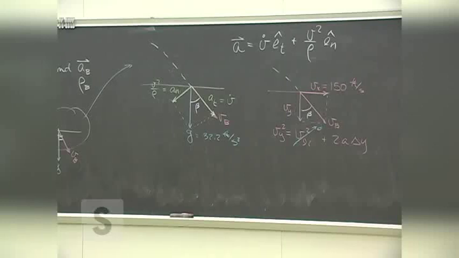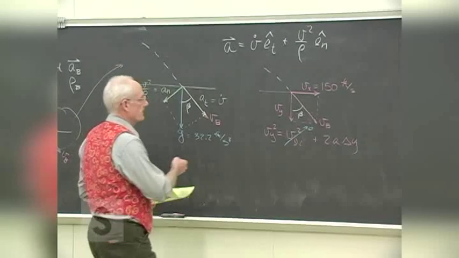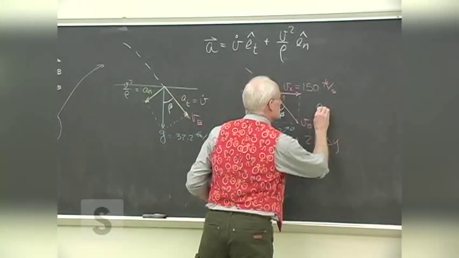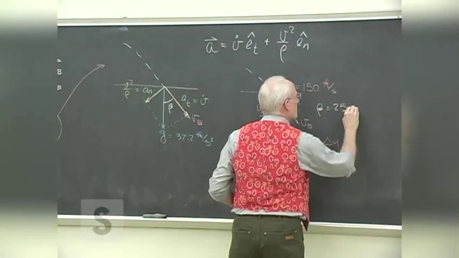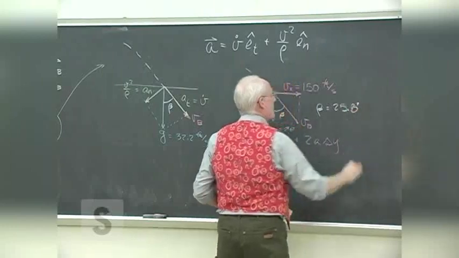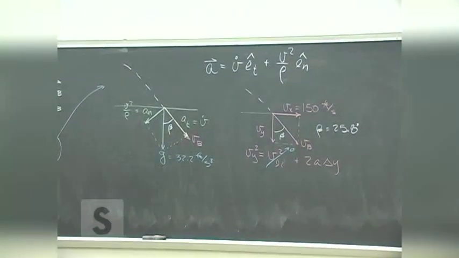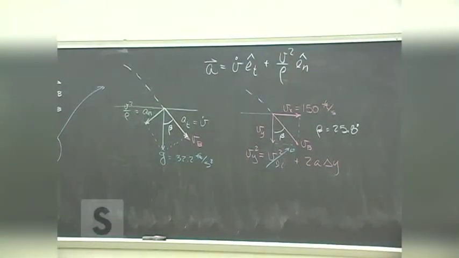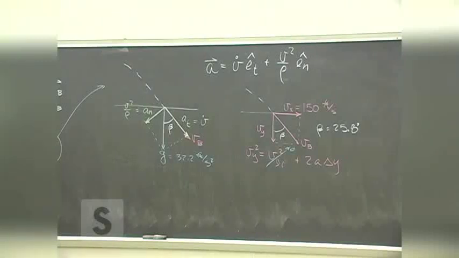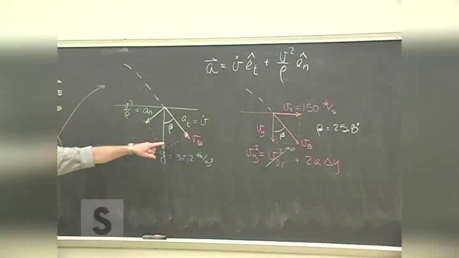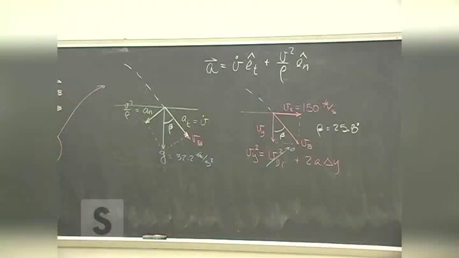Yeah, a little over 25 is what I have. 48. Yeah, and then round off. So from this you can get that beta is about 25.8. Then you can use that to find the two components. That'll give you the acceleration vector. You already have the angle, so you can then find the radius of curvature.